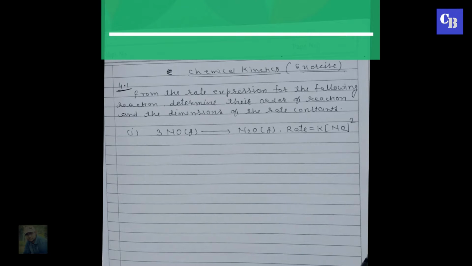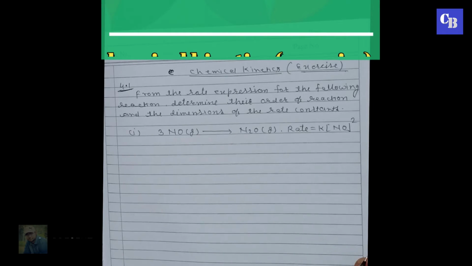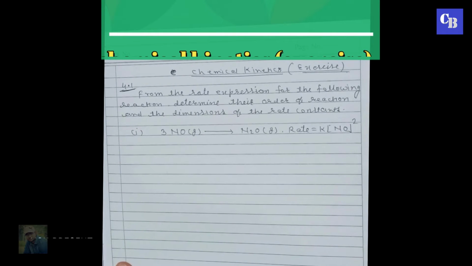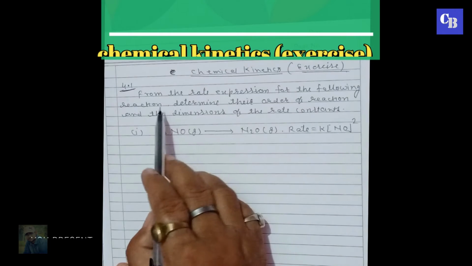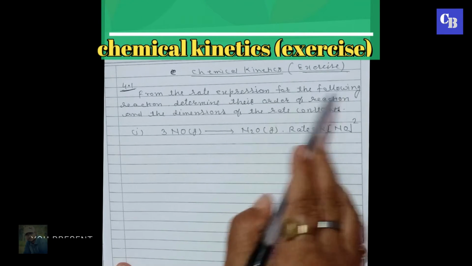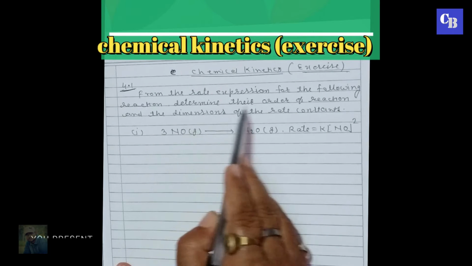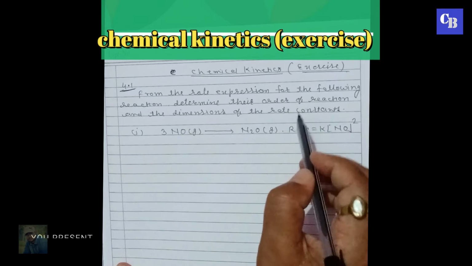Today we will learn about numerical of chemical kinetics. From the exercise, first question: from the rate expression for the following reaction, determine their order of reaction and dimension of the rate constant.